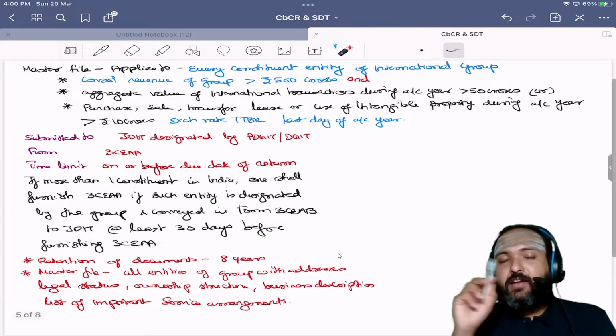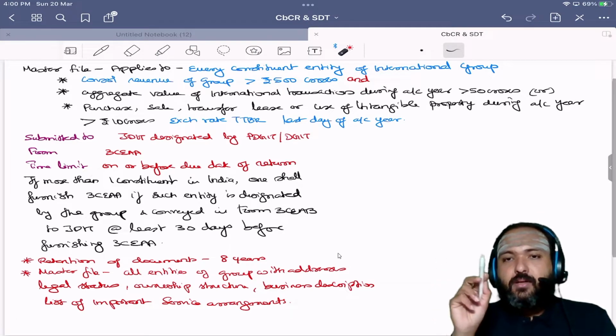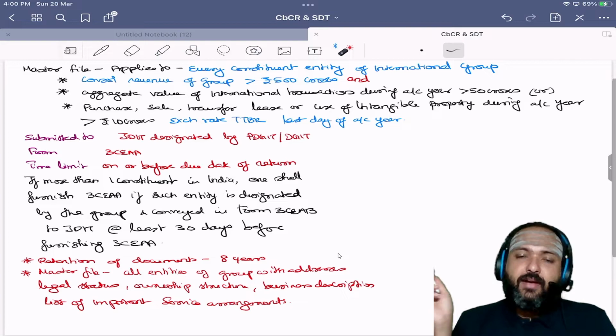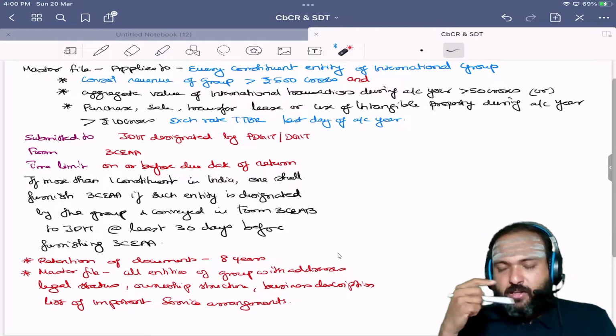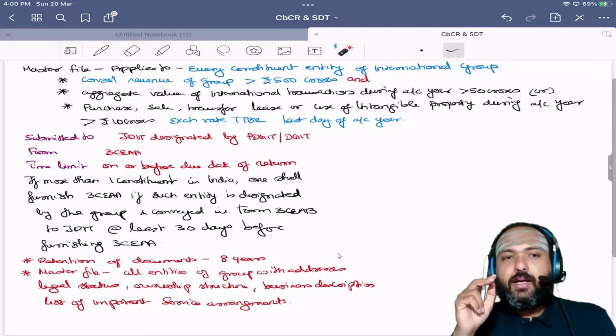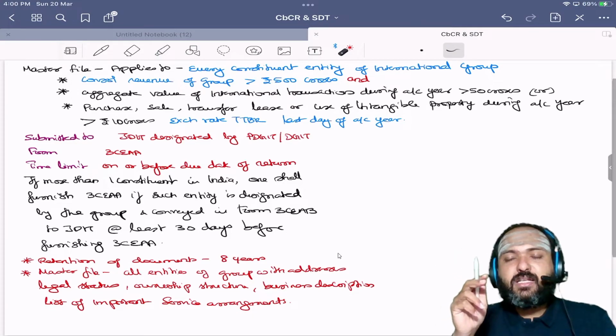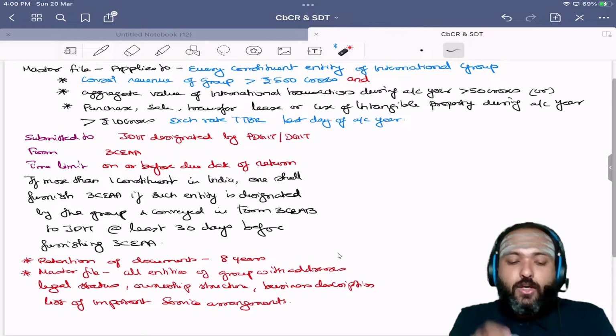And aggregate value of international transactions are more than 50 crores. Satisfied, master file. Sir, aggregate turnover is more than 5, sir. Group turnover is more than 500 crores, sir. But aggregate value of international transactions is only 30 crores, sir. Then immediately go down and check.